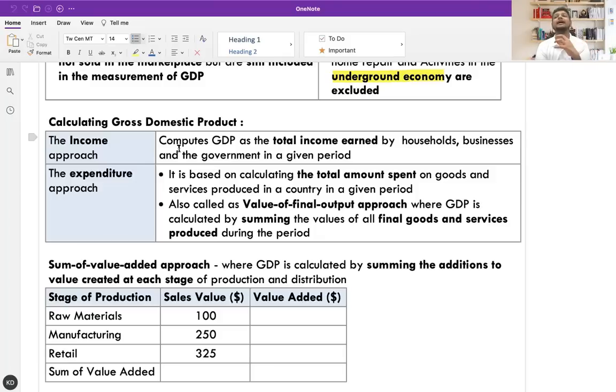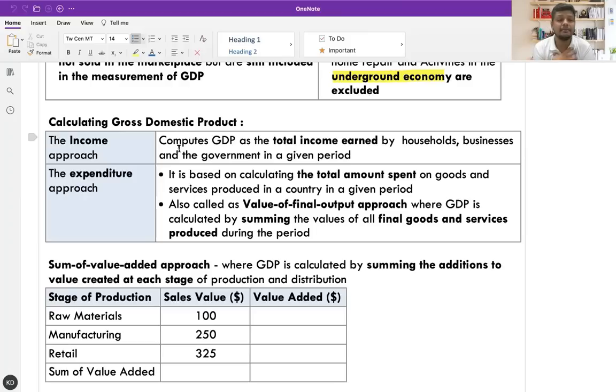For example, let's say someone produced a particular good 5 years back. That was already included in that year's GDP, right? Now it cannot be included again and again in the GDP, because some goods are sold again and again, and they would be recounted every year. That's not the case.